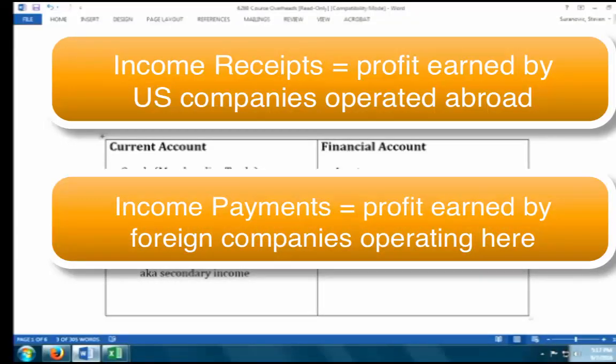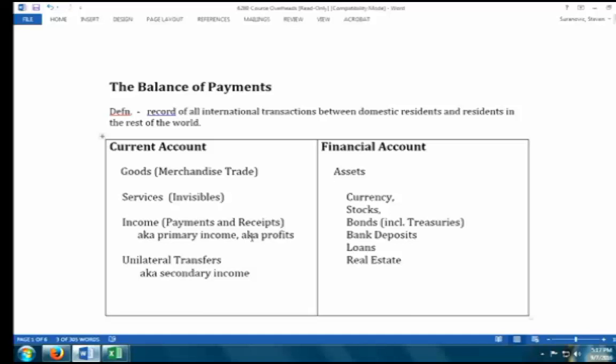All right, so income payments and receipts is basically the flow of profits or earnings by foreign entities operating abroad, moving in both directions into and out of a particular country. All right, so that's the third important category of the current account.